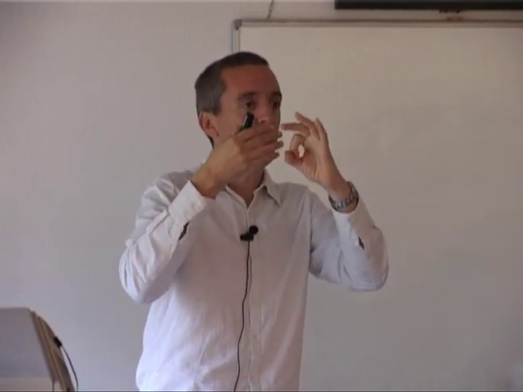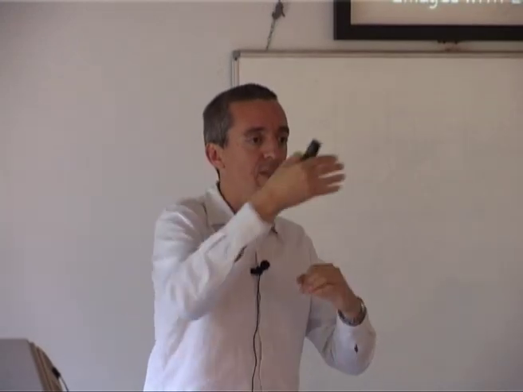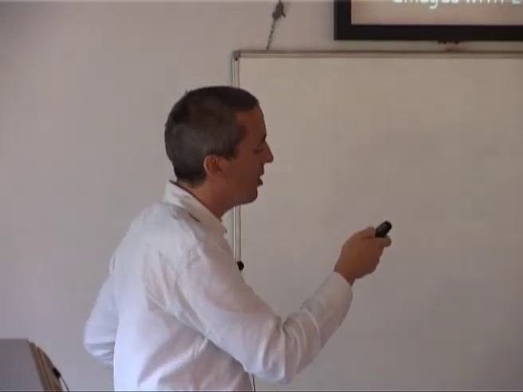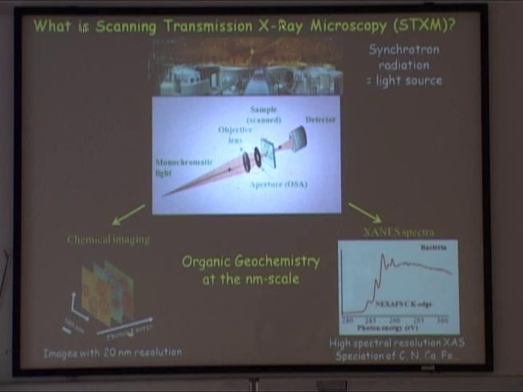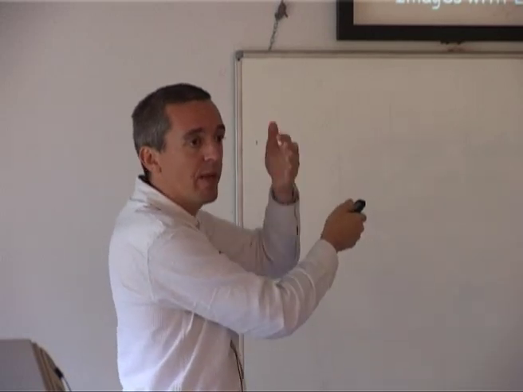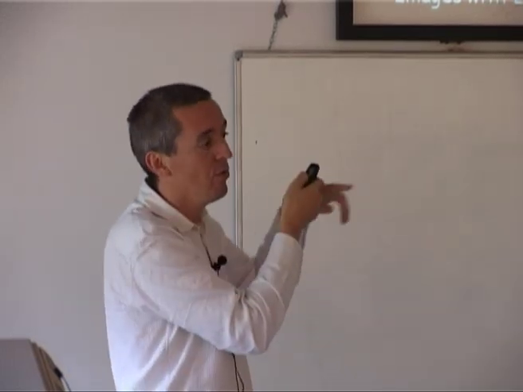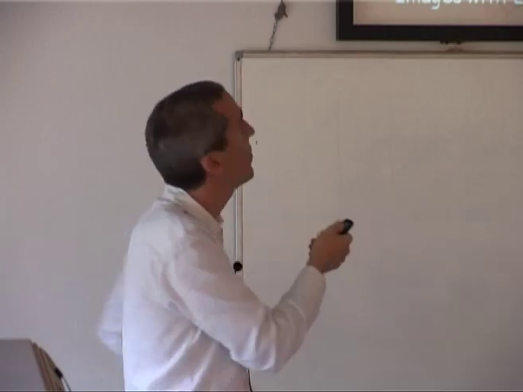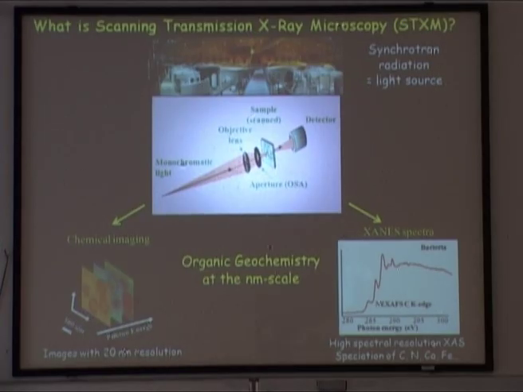If you want to get an image, you need to scan the sample in X and Y and record the photons that go through each pixel. So this is why we call it scanning, because you have to scan the sample, and transmission, because you record the photons going through the sample. So, scanning transmission X-ray microscopy.